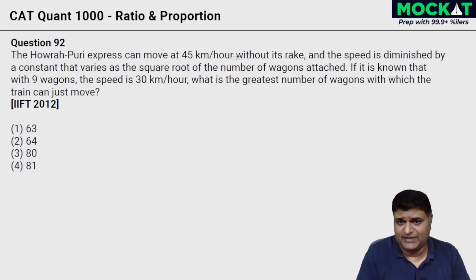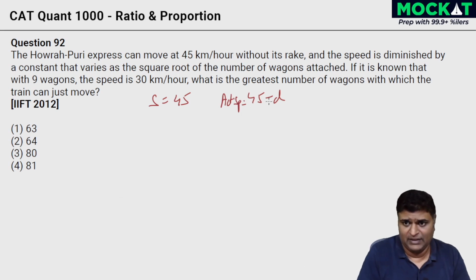The Howrah-Puri Express can move at 45 kilometers per hour without its rake, okay? And the speed is diminished by a constant that varies as the square root of the number of wagons attached. So the diminishing part, right? The speed is usually 45, okay? Now the speed is going to reduce, right? Speed is going to be 45 minus some diminishing is happening over here, the actual speed, right? Actual speed over here is going to be 45 minus D. This diminishing, by how much it's reducing, is going to be varying as the square root of the number of wagons attached, okay?